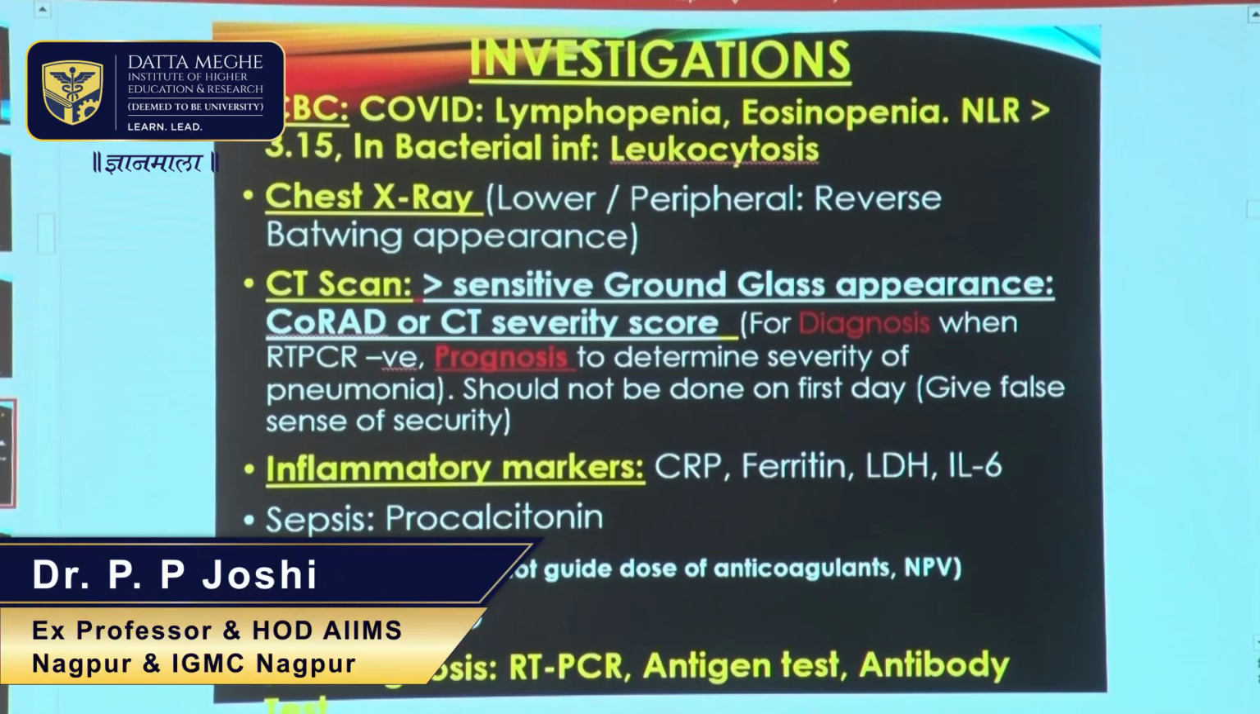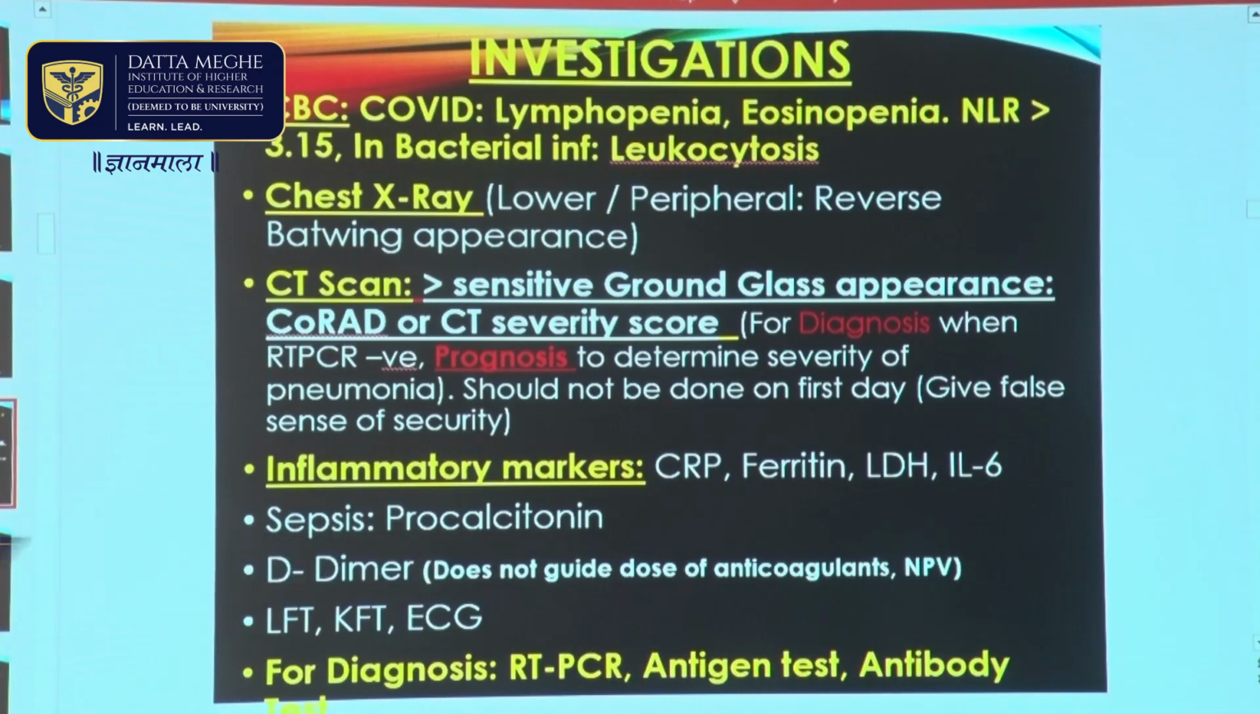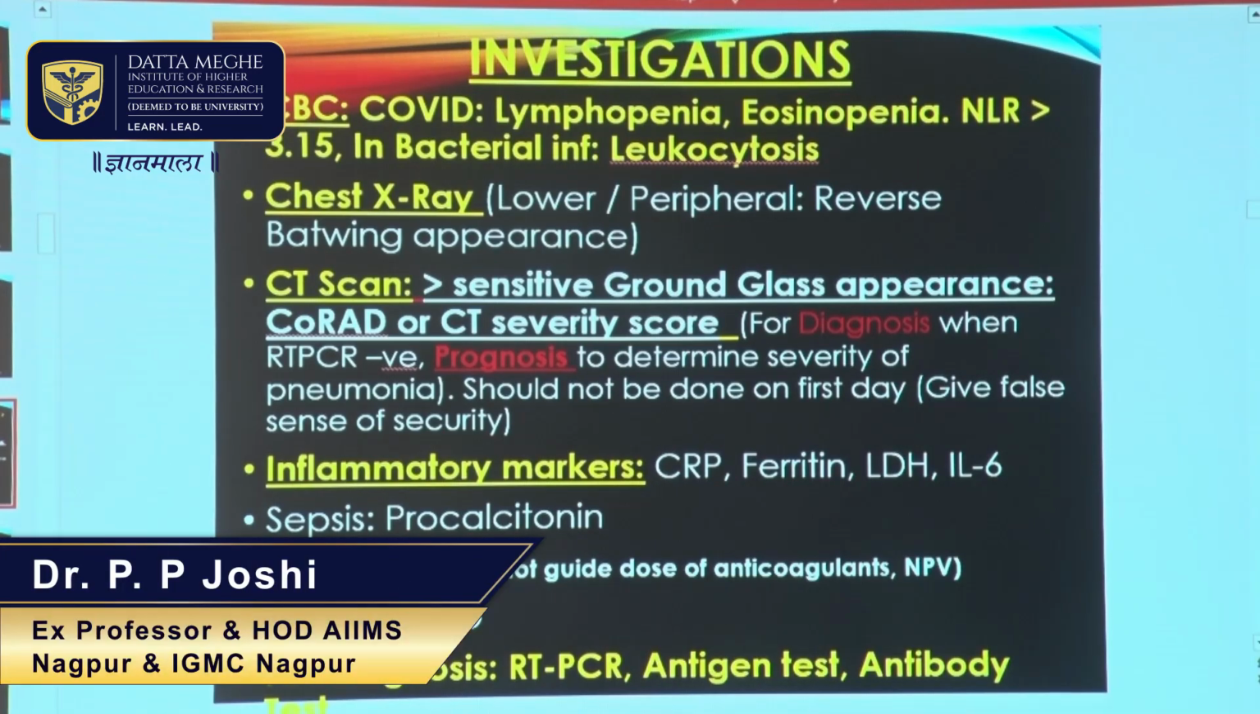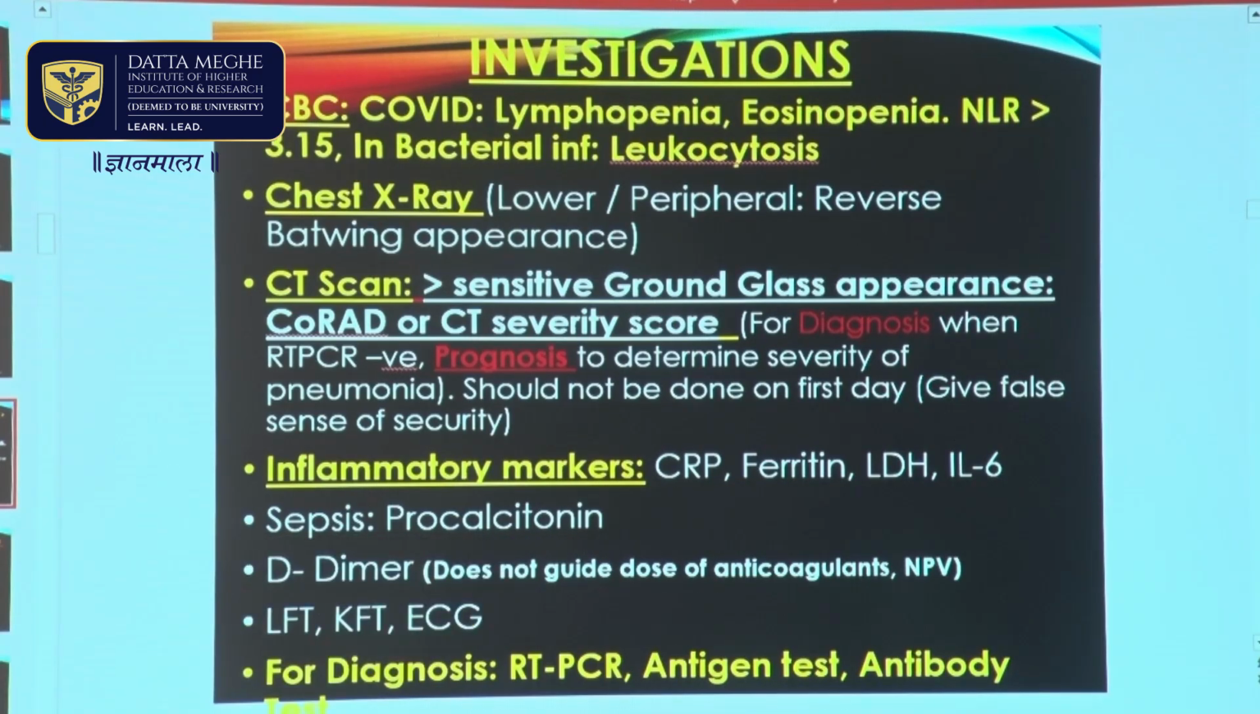Inflammatory markers were always done in COVID. We did C-reactive protein and ESR, which are acute phase reactants. Ferritin is also an acute phase reactant. Interleukin 6 was sometimes done in more severe cases. For sepsis, we always took the help of procalcitonin. Since COVID is a prothrombotic state, D-dimer levels were elevated, and LFT, KFT, and ECG were also done.